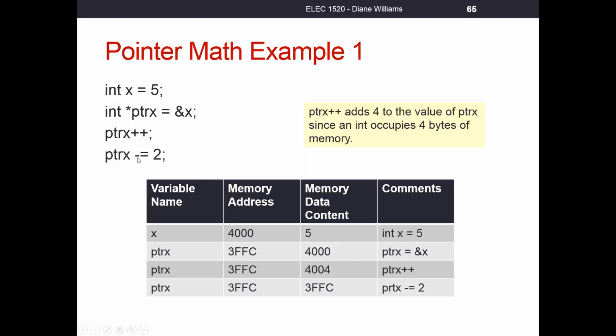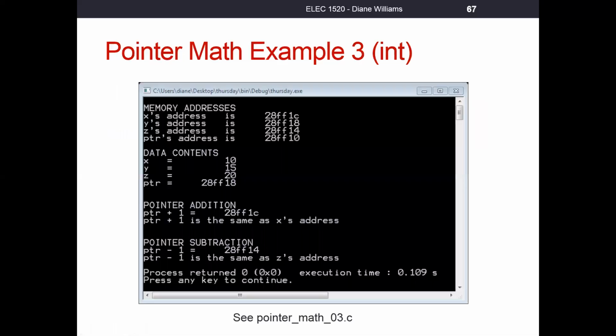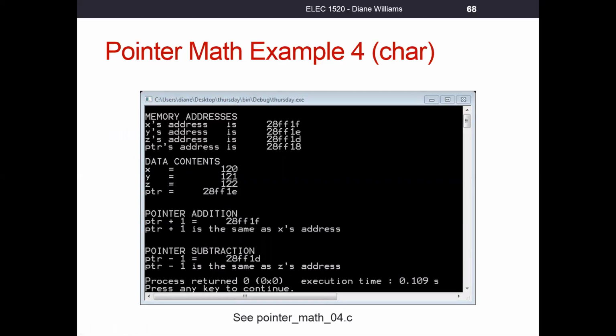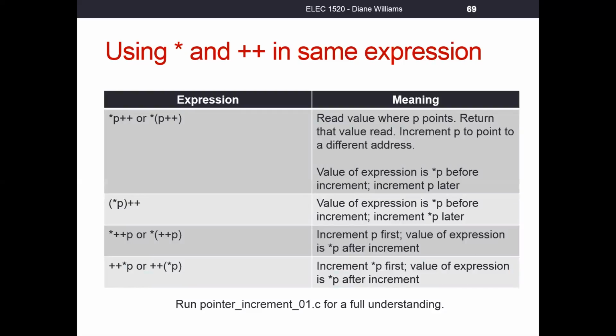And now if I say minus equal 2, well, that's 2 times the size of an int, so 2 times 4 bytes is 8. If I take 8 away from 4,004, we point back to this address. Like I said, just doing this exercise here, we wouldn't do in a program. We're going to use it with arrays. But it's important for you to realize that we're advancing a certain number of bytes away in memory. All right, and there's an example program, pointer math 3, that you can run and take a look at the results of what those additions and subtractions perform for you. Pointer math 4 as well with a different data type. So go ahead and run that, take a look at that.